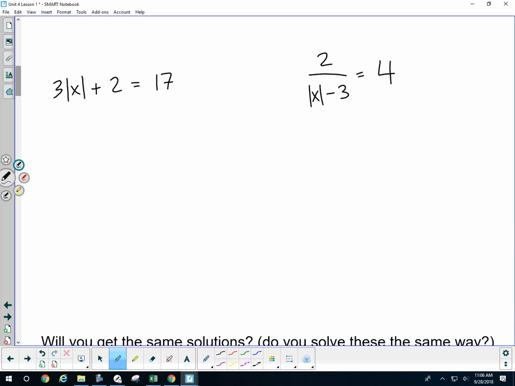So using your instincts, you guys should know, hey, I could divide everything by 3 or multiply everything by 1/3, but I don't want to. Instead, I can subtract 2 from both sides. So everybody subtract 2 from both sides. After I subtract 2 from both sides, I'll have 3 times the absolute value of x is equal to 15. I then divide by 3.